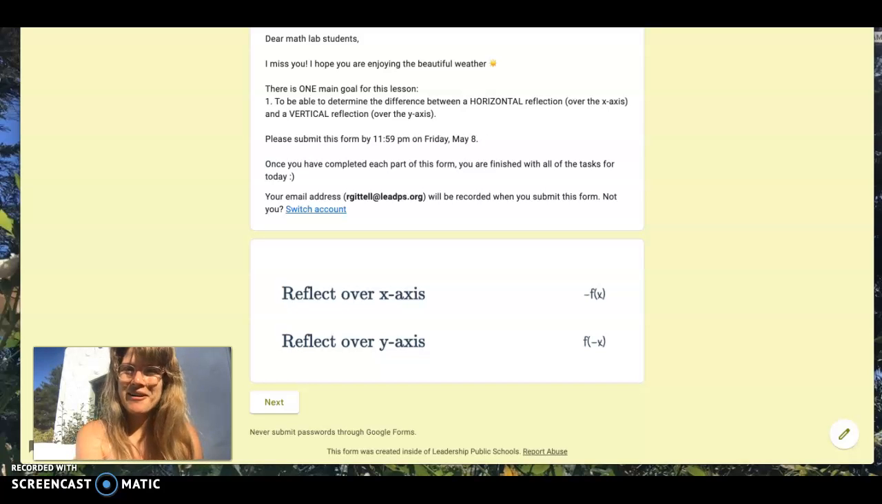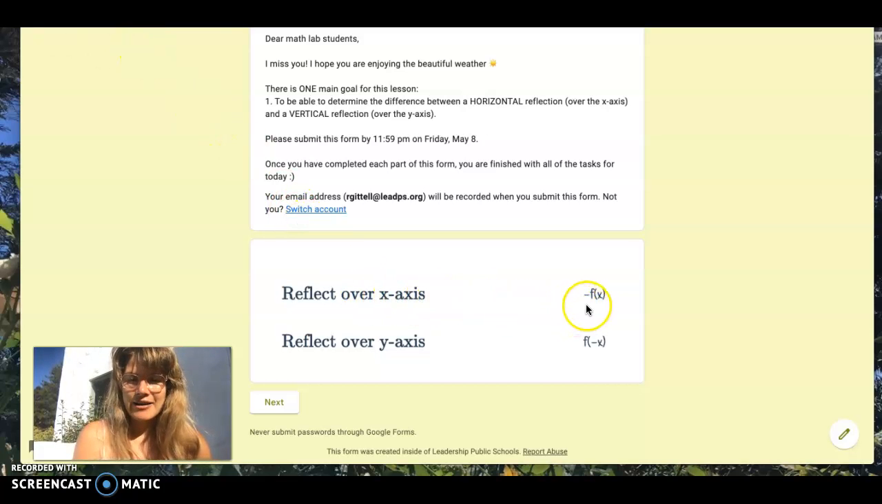Hello, good morning, welcome. We're going to have a very quick lesson today reviewing a horizontal reflection and a vertical reflection. So before I show some examples, some quick reminders.